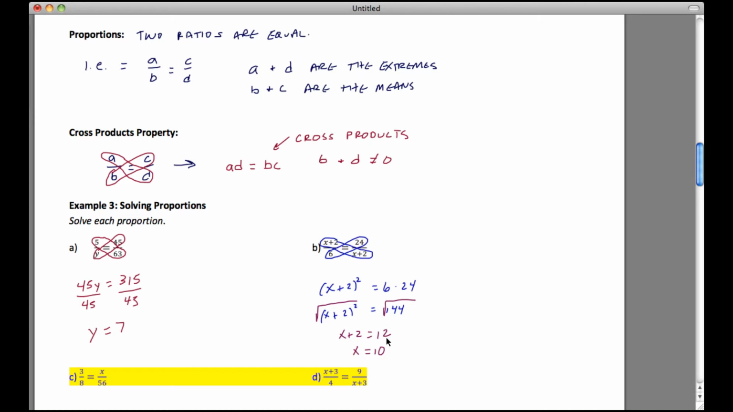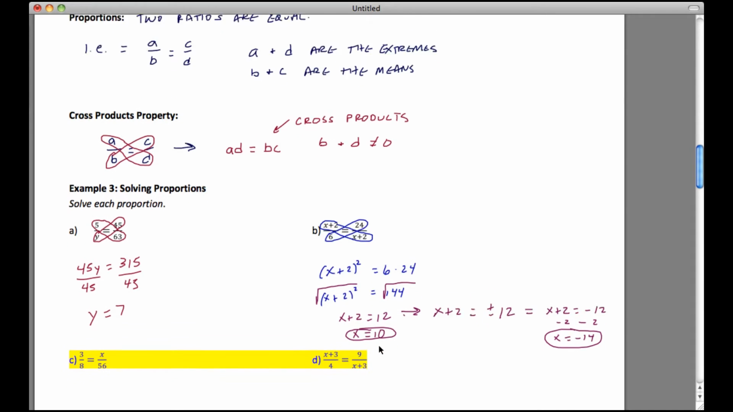Okay? And so what it's important to remember is that this is going to be x plus 2 is equal to plus or minus 12. Okay, so this was if it was positive 12, but what if it was negative 12? We'd have x plus 2 is equal to minus 12, so we'd subtract 2, so x is equal to minus 14. So we actually have two answers here, right? Okay, and so we have that little dichotomy that happens there.